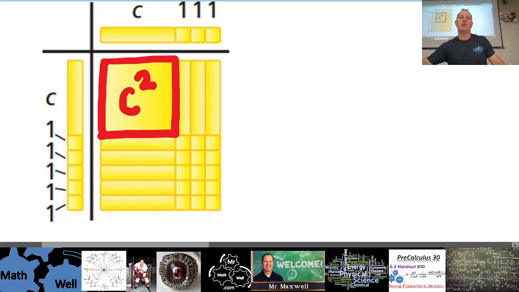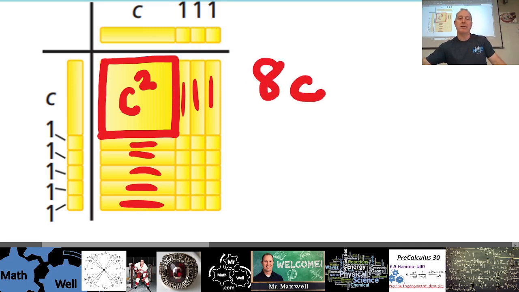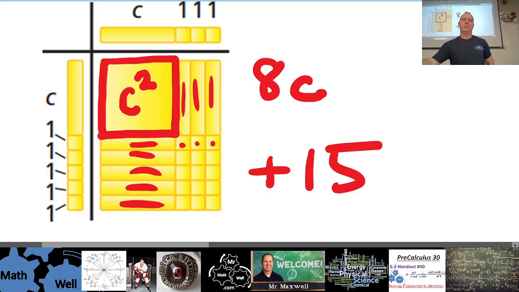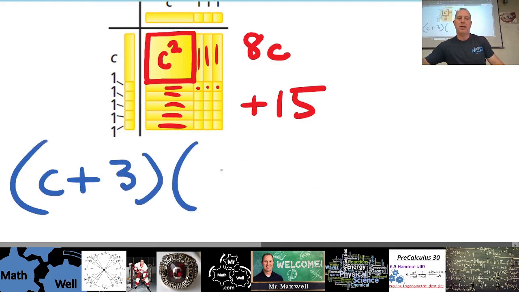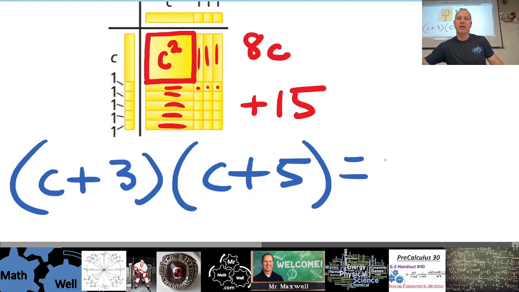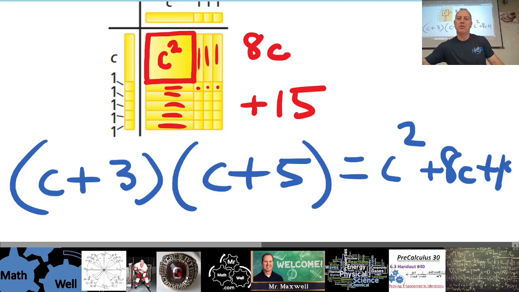That is 1c squared. Then we have 1, 2, 3, 4, 5, 6, 7, 8. We have 8 c's. And we have 1, 2, 3, 4, 5, 6, 7, 8, 9, 10, 11, 12, 13, 14, 15. We have 15 little constant squares there. So what algebra tiles tell us is that c plus 3, when multiplied with c plus 5, gives us c squared, or 1c squared, plus 8c plus 15.